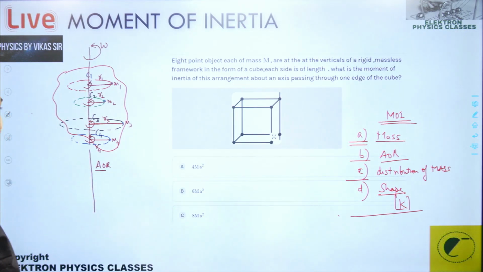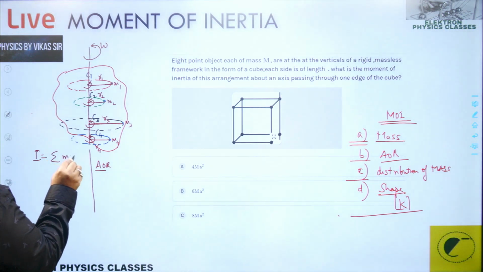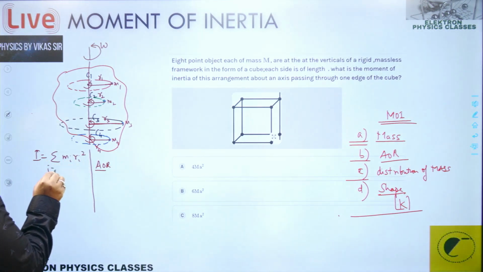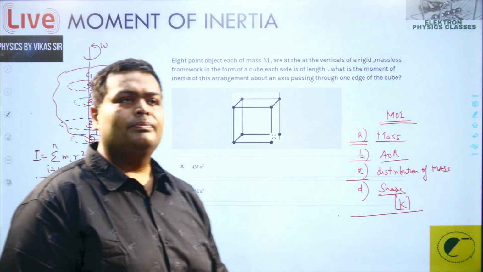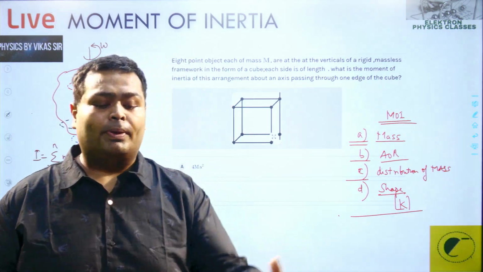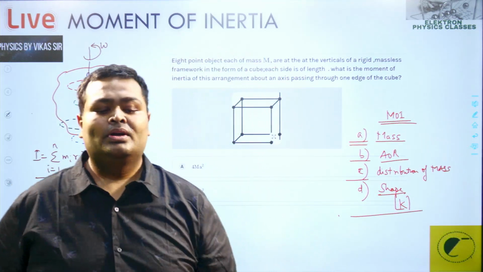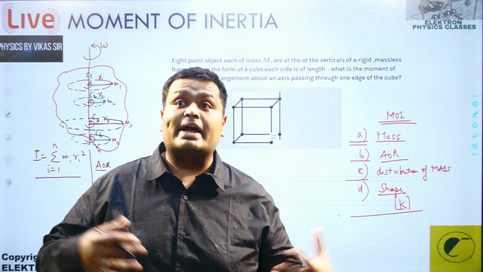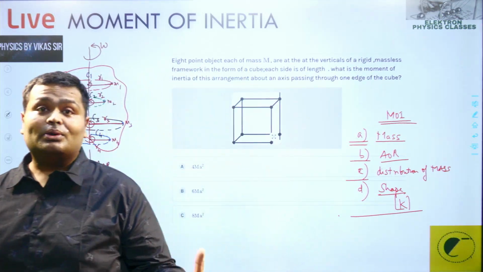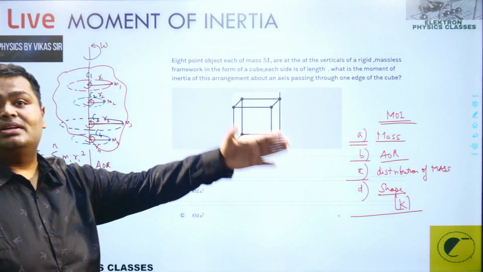For a discrete system, we said the net moment of inertia is the summation of mi ri square, i ranging from 1 to n, where n is the number of particles. So we did it for two particles, 3 particles, 4 particles. 8 particles? No, we did not do for 8. So let's do it for 8 particles right now.